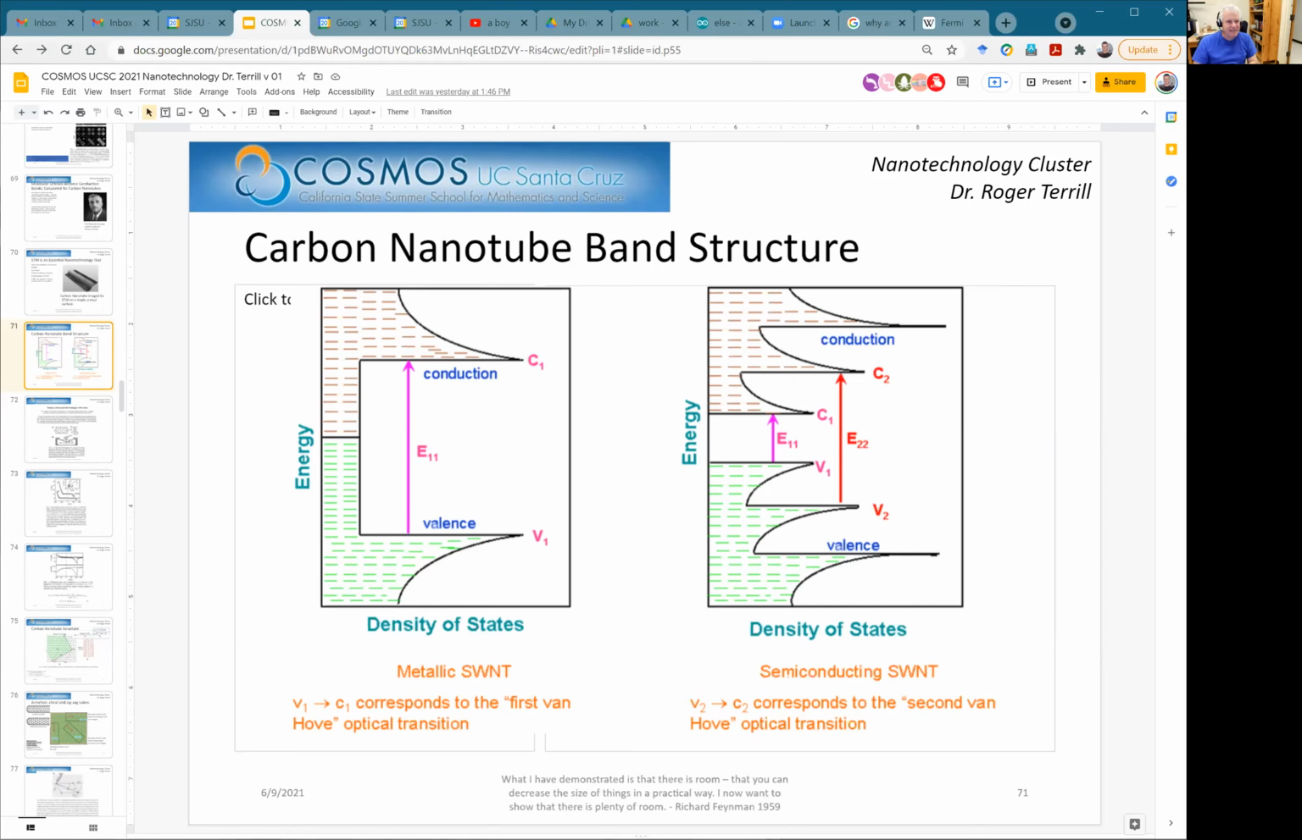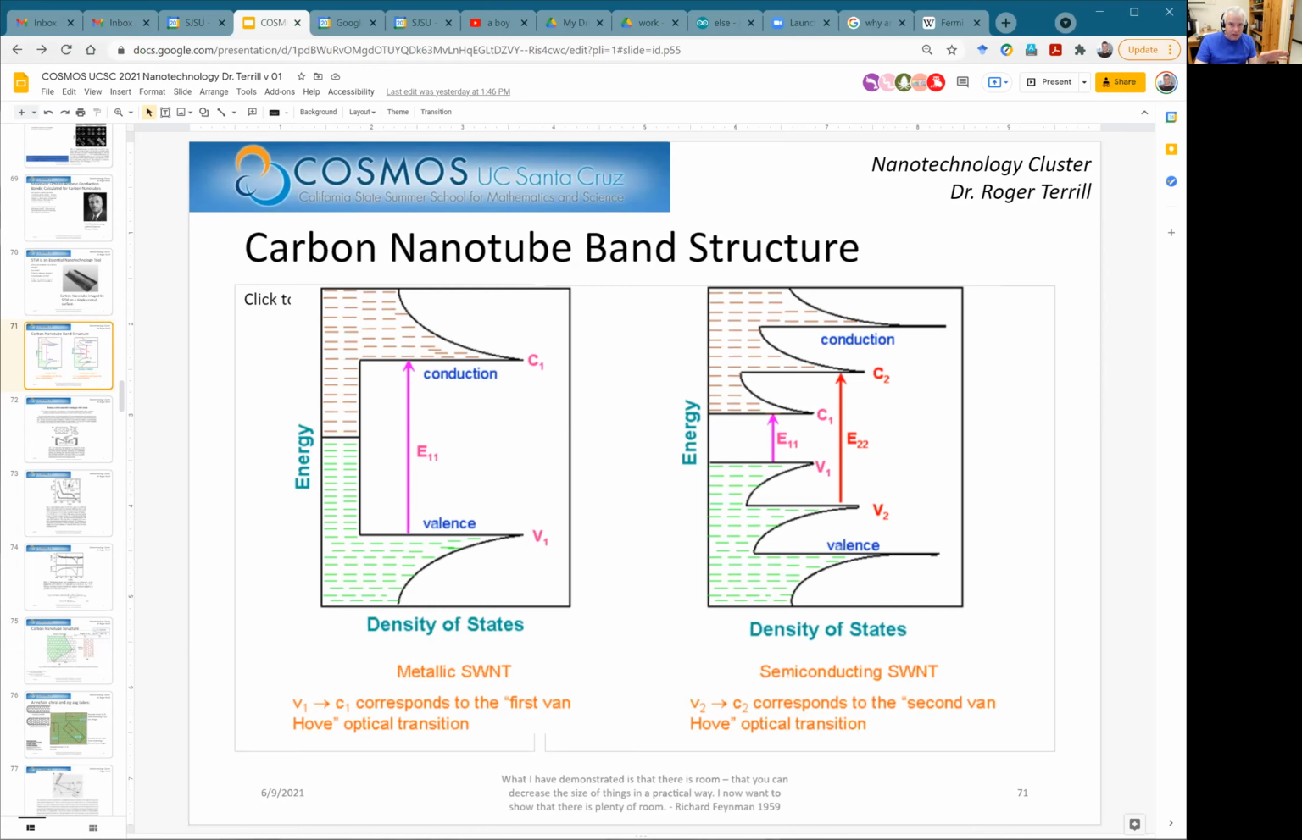Yes, Raymond. Is it just because the gap between the valence and conduction is too large, so you can't get enough energy to put them into the conduction band? Interesting.